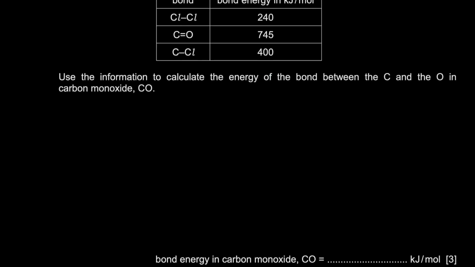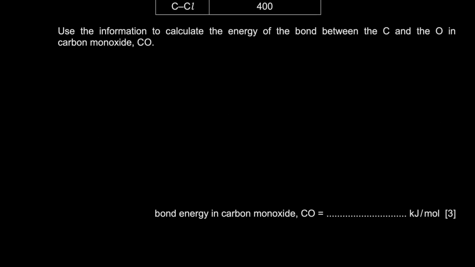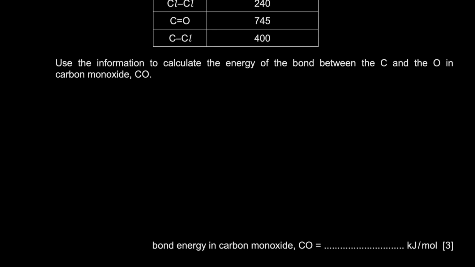Okay, use the information to calculate the energy of the bond between C and O in the carbon monoxide. The 3 marks, I think everything, thank God they're putting it together. Let's do that. Alright, enthalpy change of this reaction is everything broken minus everything formed.